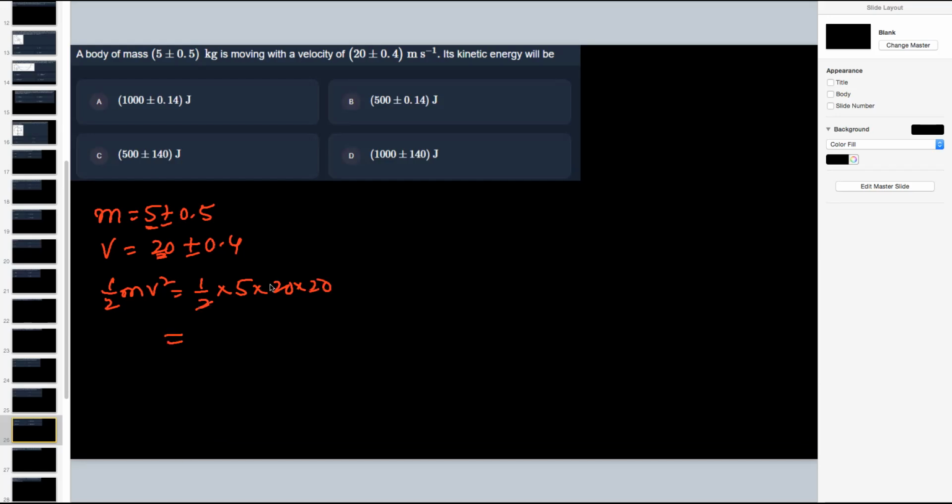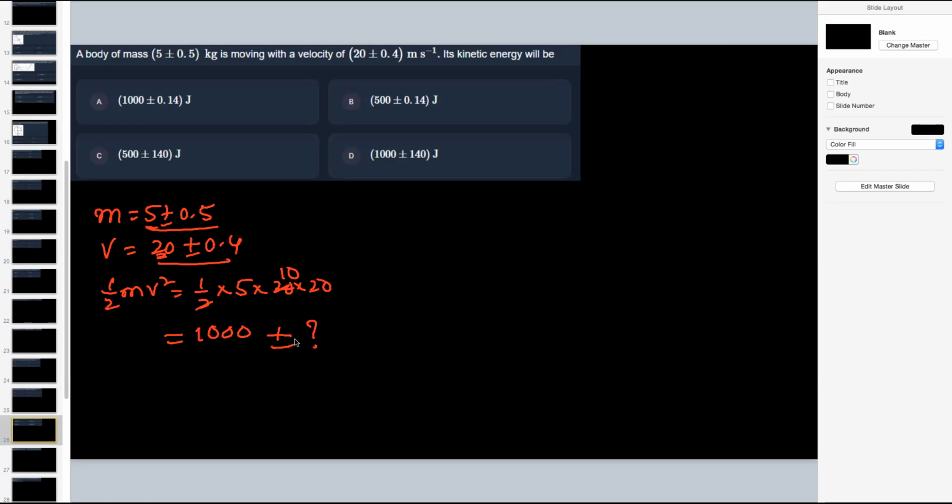How much do you get? 5 into 10, 50, 50 into 20, 1000. Up to this, it is okay. Now the question is, it is given plus or minus something. Plus or minus, how much do we have to write? It is important. This is very important.